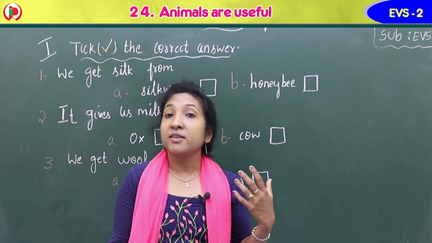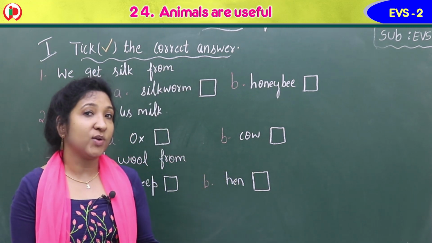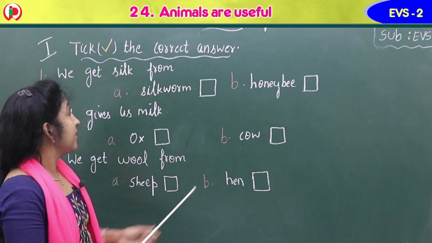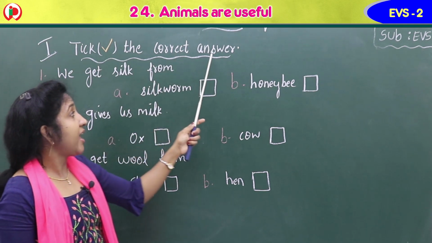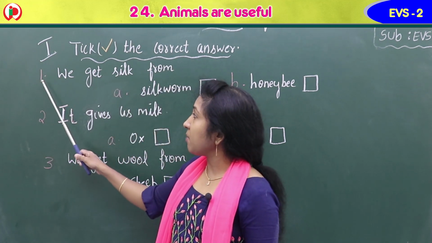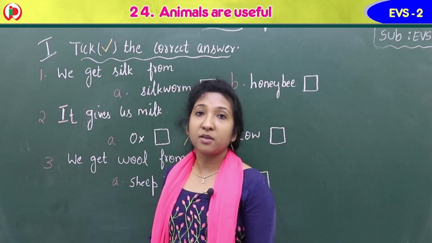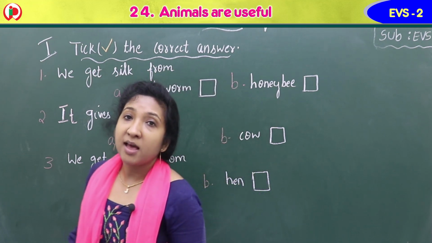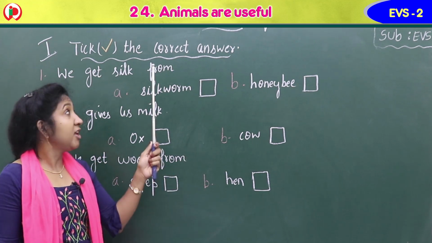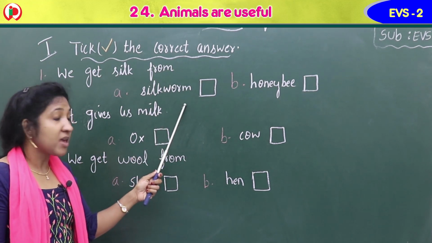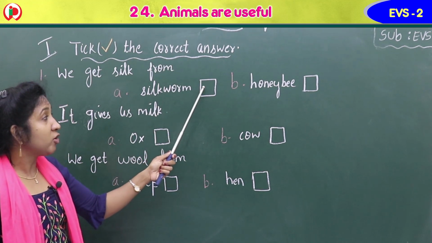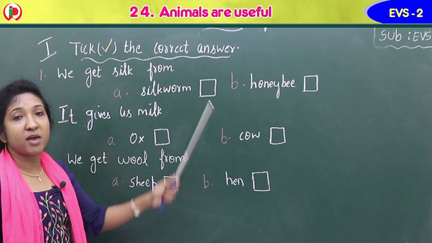Now the first exercise in the workbook is tick the correct answer. Here there are 3 questions, question number 1, 2, 3. Each question has 2 options, option A, option B. Read the question, check the options, and see which is the correct option. You have to tick mark in the square box.